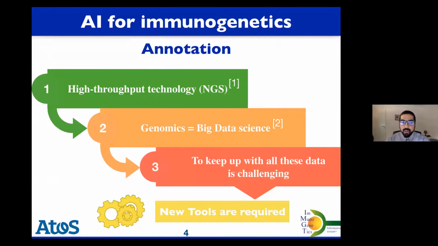So first of all, as you know, sequencing technologies have advanced in recent years, and this comes with its own benefits, and also its own challenges. Today, when we are talking about genomics, it also means big data science, and a huge amount of data is sequenced at a cheap price. To keep up with all this data, we need new tools to be able to analyze and annotate, in our case, for example.